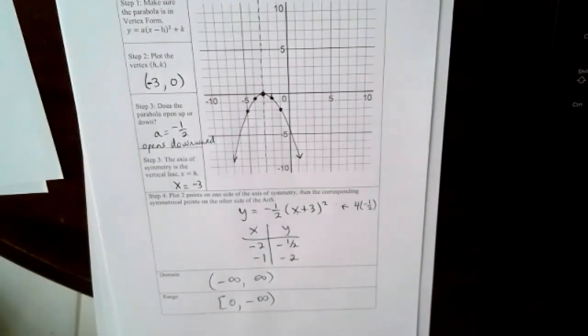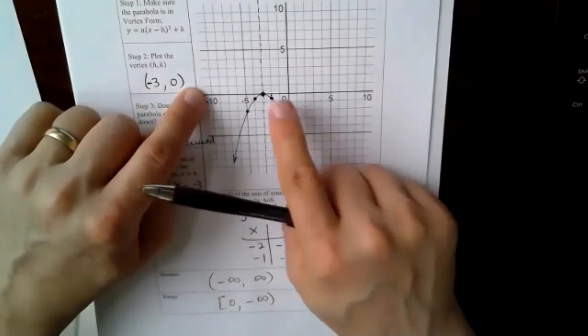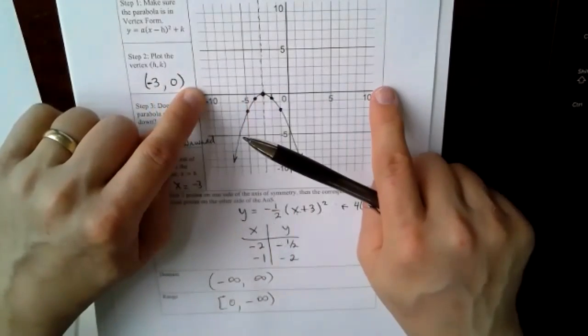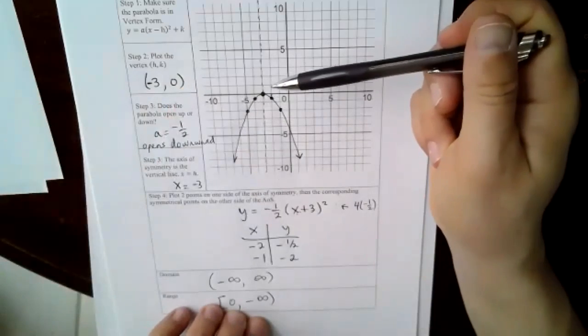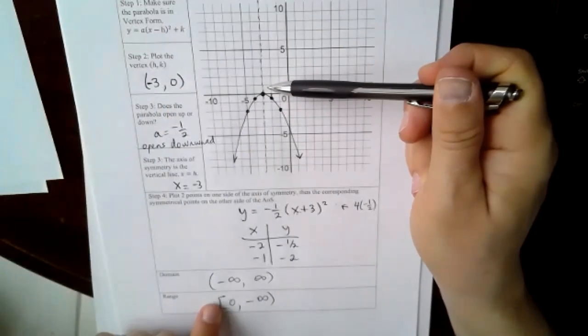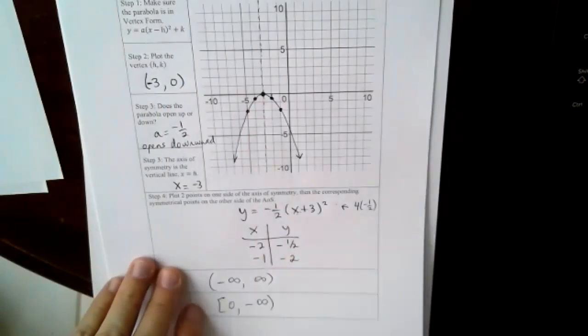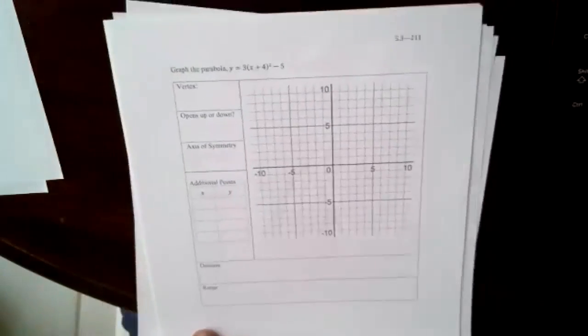Okay. So our domain was open-ended negative infinity to open-ended positive infinity. The range was definitely 0. That's why there's a bar there. And then negative infinity, all the way down, because it opens downward. All right, last problem. Last problem.